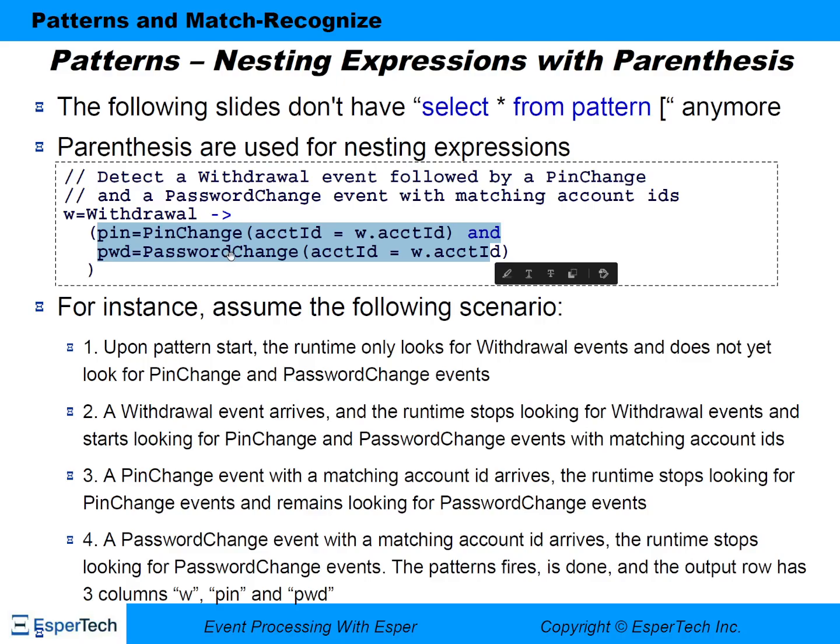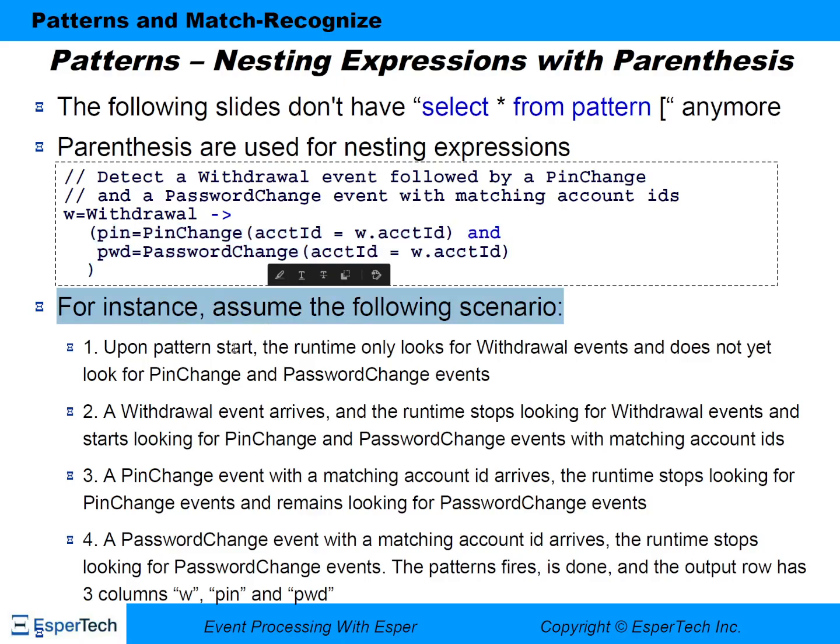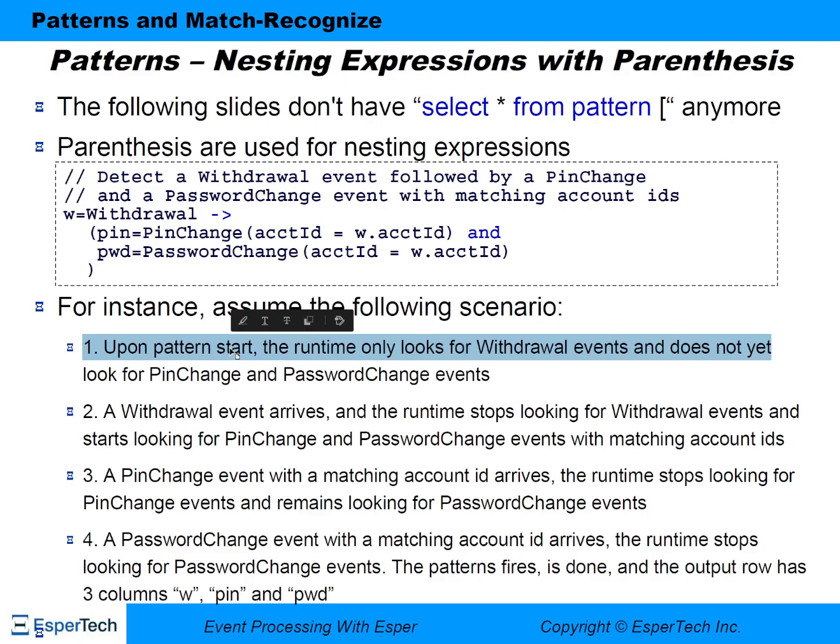Take notice of the parenthesis after the followed by operator. The parentheses surround the expressions connected by the AND operator, which is pin equals pin change and pwd equals password change. The parentheses ensure that, after a withdrawal event comes in, the pattern looks for both pin change and password change in any order. For instance, assume the following scenario. A scenario is a specific sequence of events arriving in time passing.